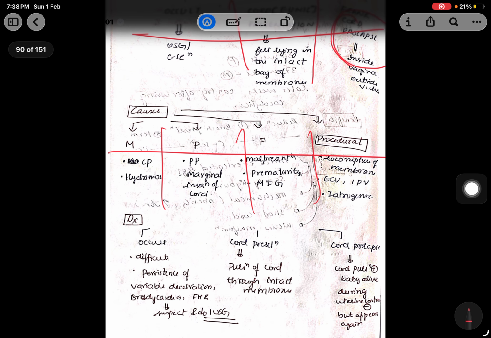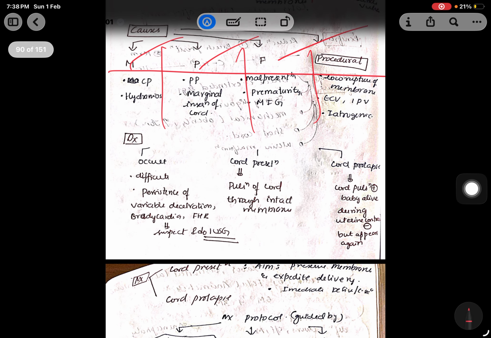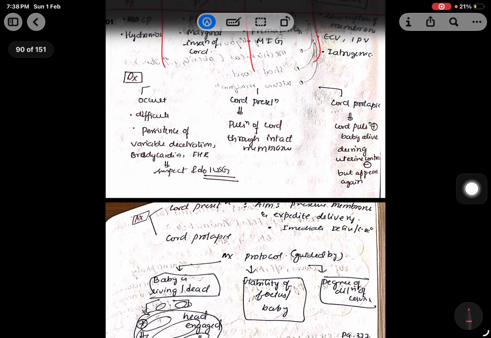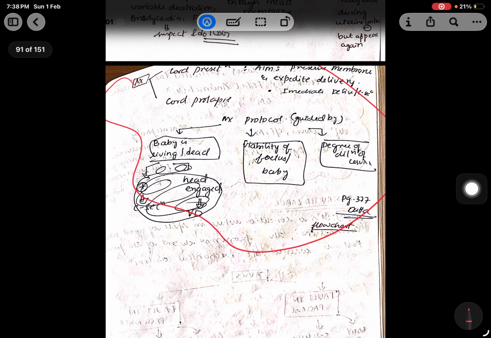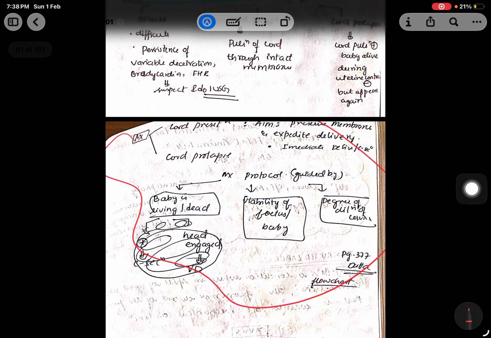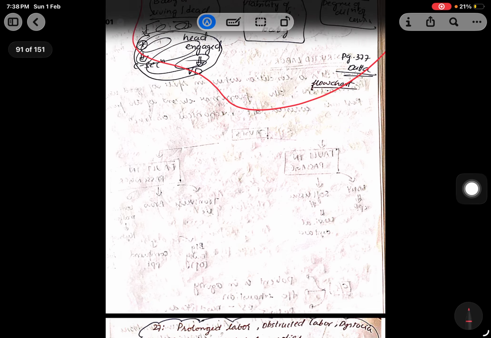Whenever I told you in obstetrics, divide into maternal, fetal and placental, and write about it. This is how you diagnose. Again, the management protocol we are going to discuss at the end. See, cord presentation is different, cord prolapse is different. That's what I wanted to say.